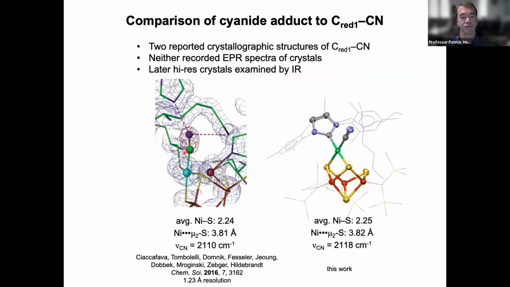That can be compared to the structure, Steve showed this during his talk. There's a crystal structure of the enzyme with cyanide bound. We have this compound with cyanide bound, and the metrical and spectroscopic parameters are extremely similar between these two. So that's a nice validation of that enzyme crystal structure.